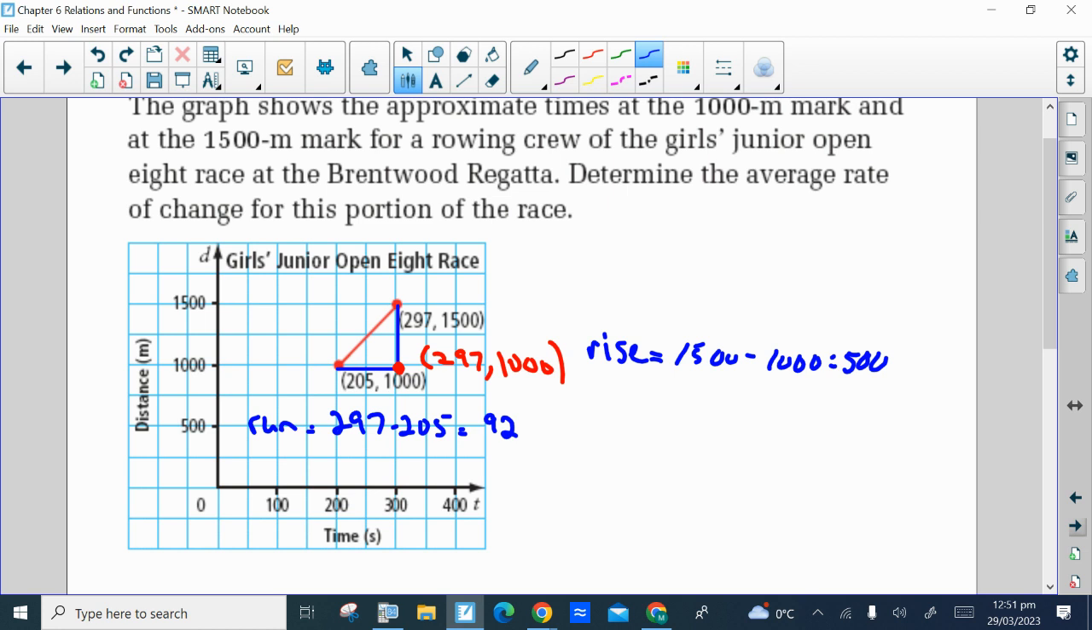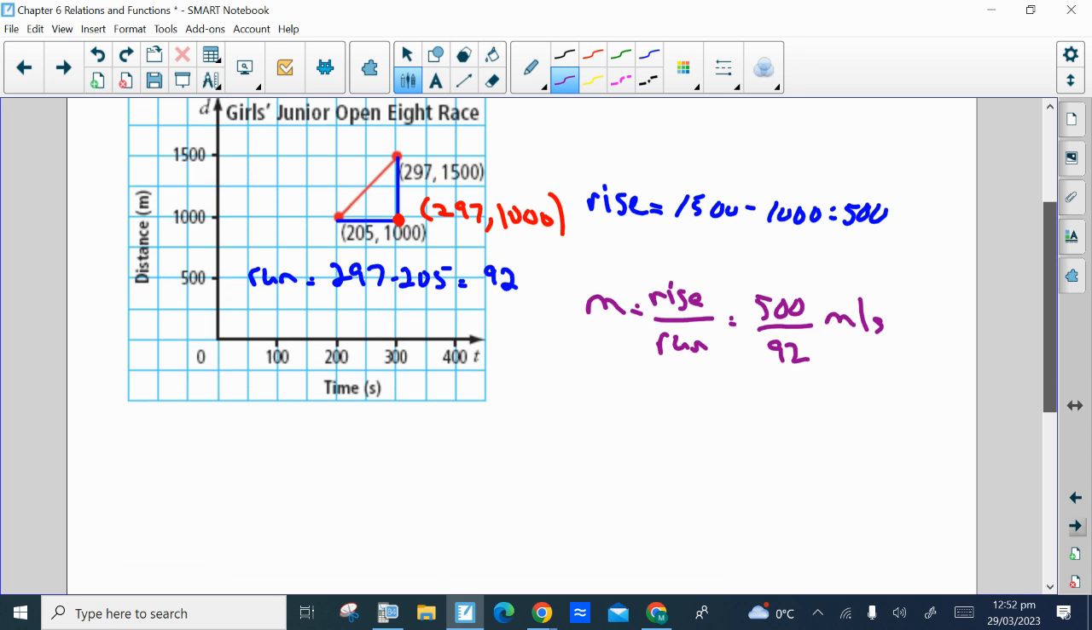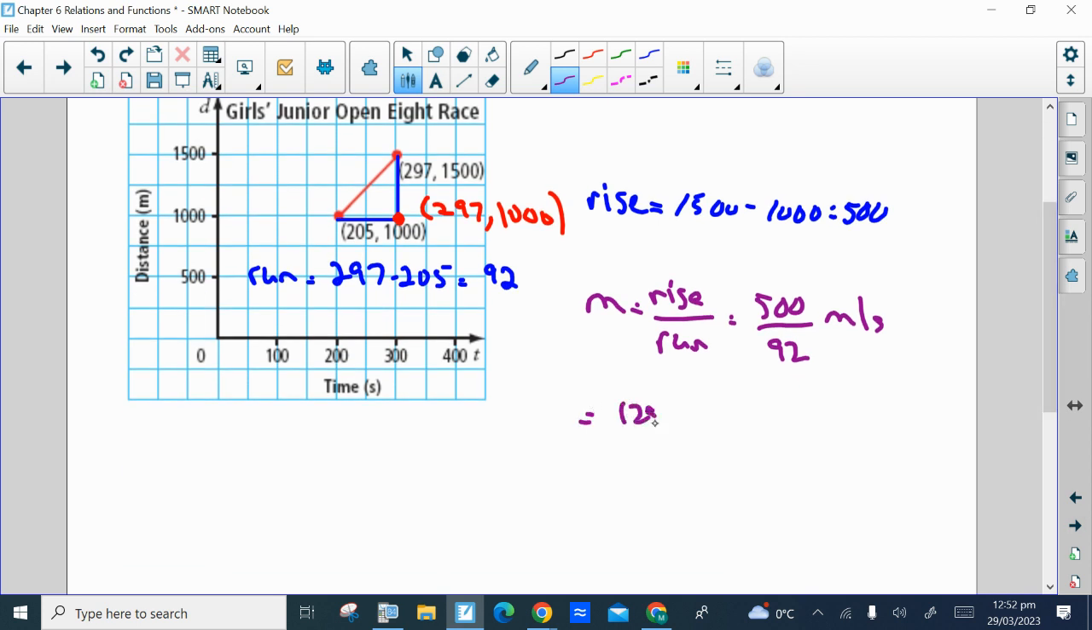All right? So, the slope, again, is rise over run. Rise divided by run. That'll be 500 over 92. And once again, the rise is the distance in meters on the y-axis. The run is the time in seconds, so this would be in meters per second. And that can be reduced. We can actually divide top and bottom here by 4. And that'll give you 125 over 23 meters per second.